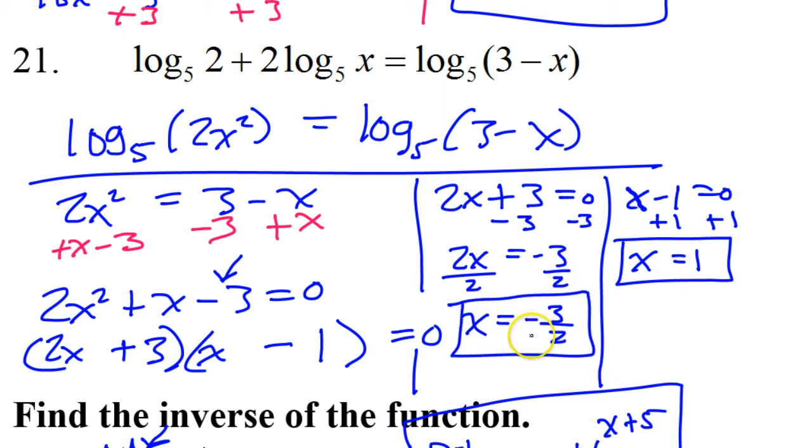Now be careful, this one is extraneous because remember you can't take the log of a negative number, so x can't be negative in this case. So this one's extraneous. So x equals 1 is our only solution.